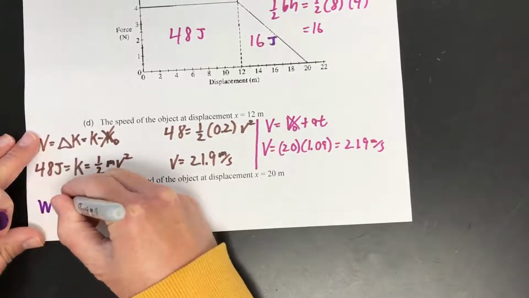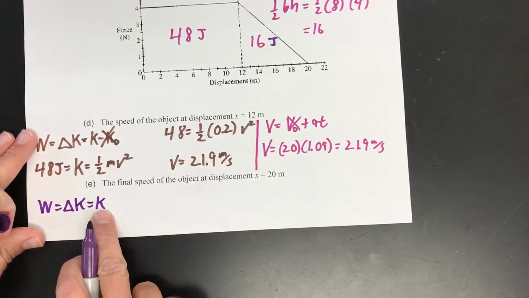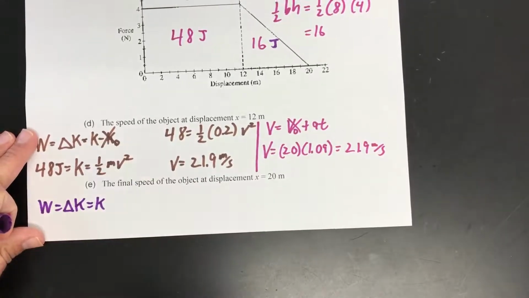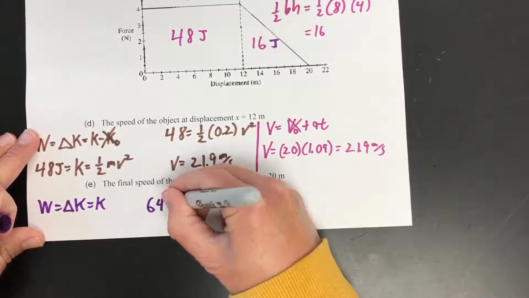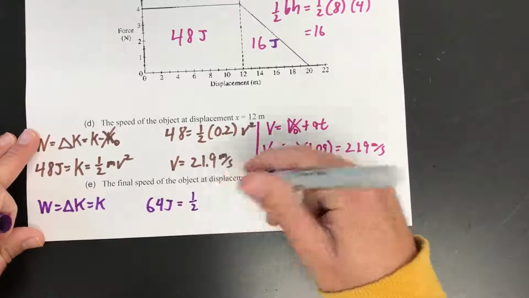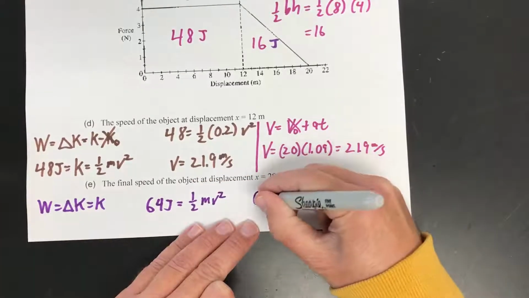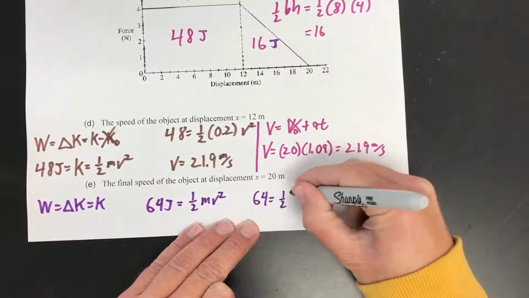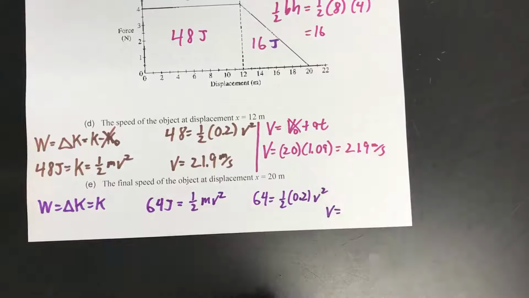So let's do the same thing here. We know the work is equal to the change in kinetic energy, which is equal to the final kinetic energy because we started from rest. So now we can say this, that 64 joules of work is equal to our final kinetic energy, which is 1/2 times mass times velocity squared. So 64 is equal to 1/2 times 0.2 times v squared.